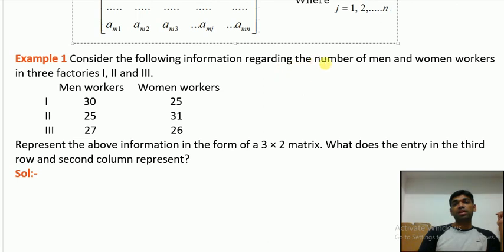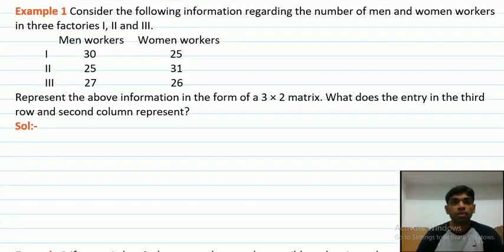Consider the following information regarding the number of men and women workers in 3 factories 1, 2 and 3. So men workers and women workers, and these are 3 factories 1, 2 and 3. Represent the above information in the form of a 3 cross 2 matrix. 3 cross 2 means what? 3 is the number of rows and 2 is the number of columns. It means 3 rows, first, second and third row, and 2 columns.